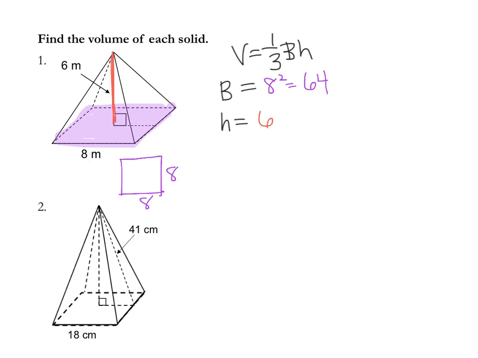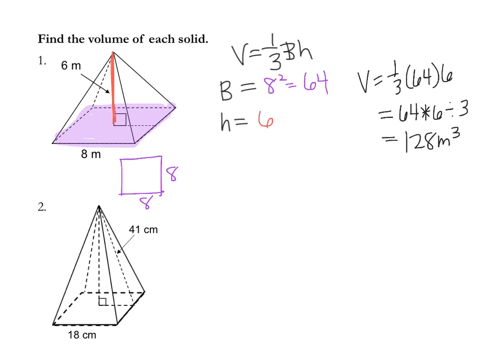So then I'm just going to plug into the formula. That's going to be 1/3 of 64 times 6. I would just multiply those on your calculator, do 64 times 6, and then for the 1/3 part of it, you can just divide by 3. So I'm really just doing 64 times 6 divided by 3 to get the answer here, and that should be 128 meters cubed since we're doing volume. Okay? Alright, let's look at number 2.